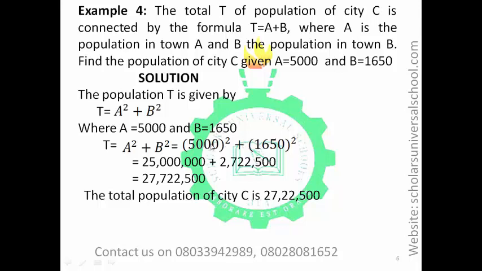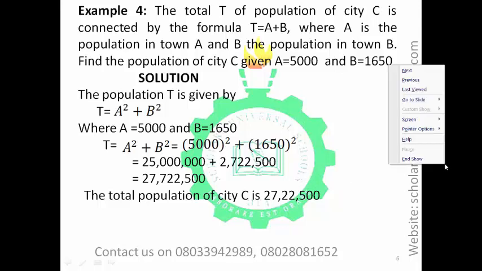When you find the square of 5,000, you have 25 million. And the square of 1,650 is 2,722,500. Add the two together. So the total population is 27,722,500. So this is the total of what? Of the city C. Is that taken?